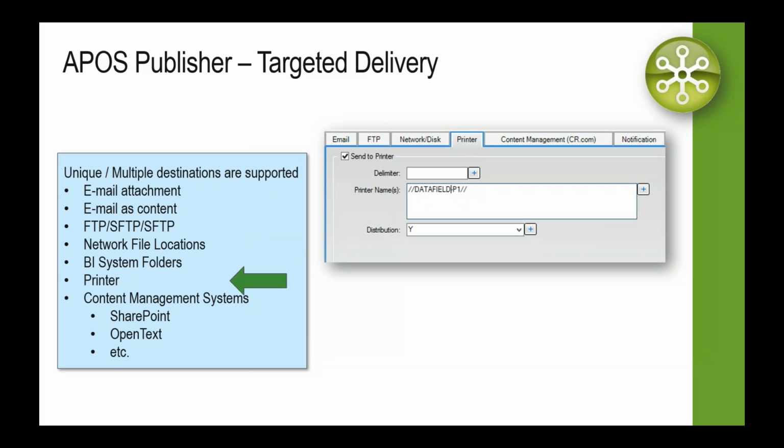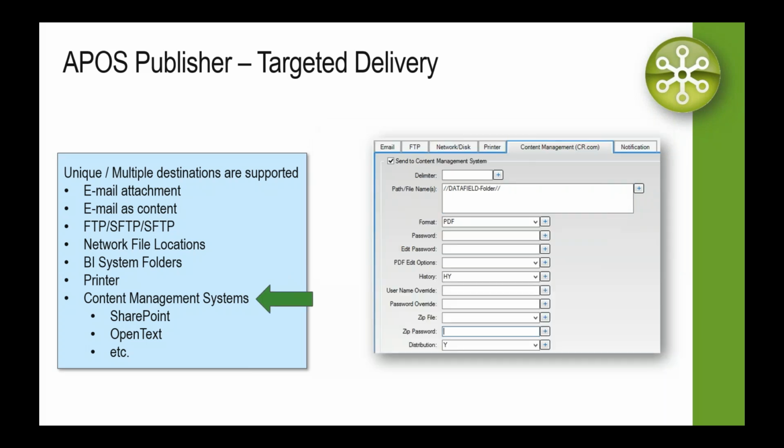Sending to printer can be done for any content type. So you may say, well, Webis don't go directly to printer, but we can handle that. After the report is finished, we process the end result, and we can send it directly to a printer if that's required. Content management systems such as SharePoint, OpenText, whatever content management system you may have, we can plug into it and distribute the reports directly there if that's a requirement.